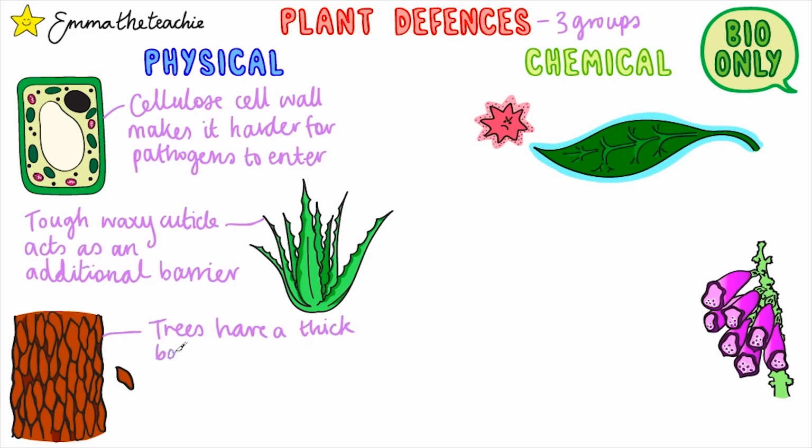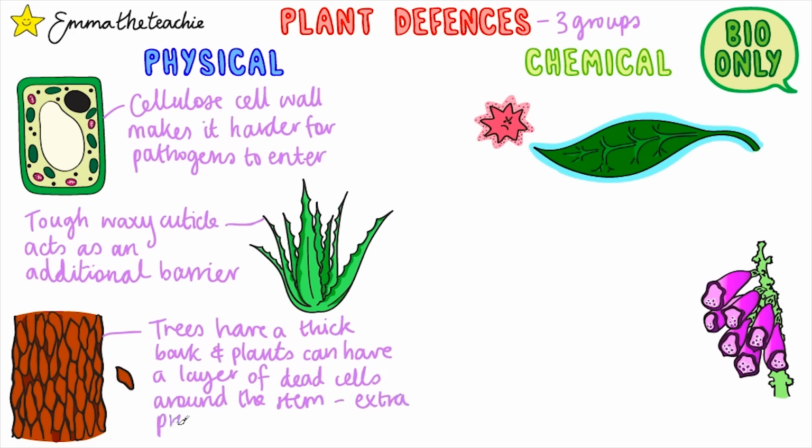Trees have a thick bark, and plants without this have layers of dead cells around the stem. This is an extra layer of protection, and it helps remove pathogens when the dead cells are shed or the bark falls off. Now let's look at chemical defenses.